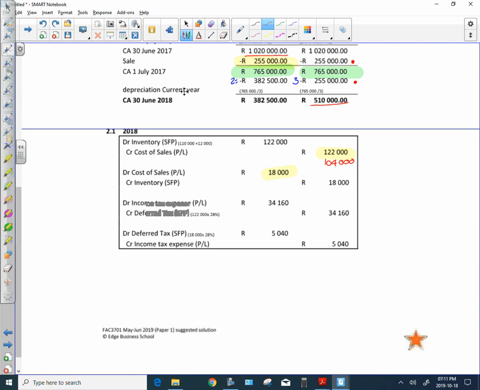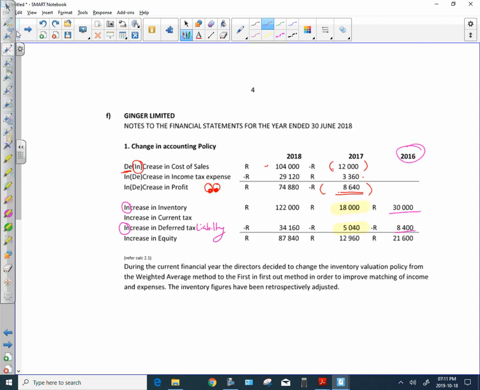I had a debit of 34,160, a credit of 5,040. That means I've got a net debit, an expense, which increases that expense and decreases my profit. Net increase in profit, 74,800. We said that our inventory increased by 122, and please move this one line up.